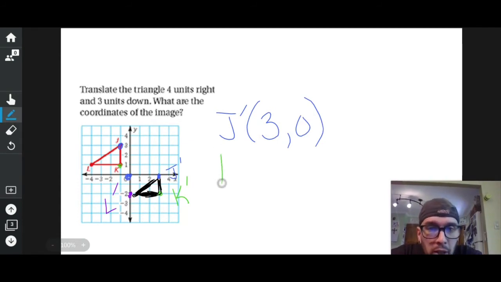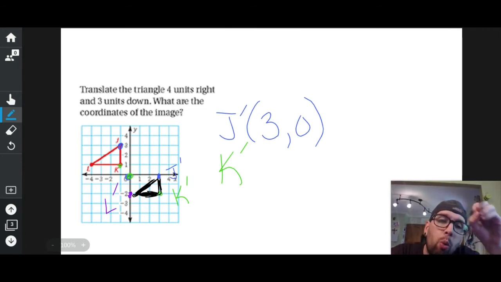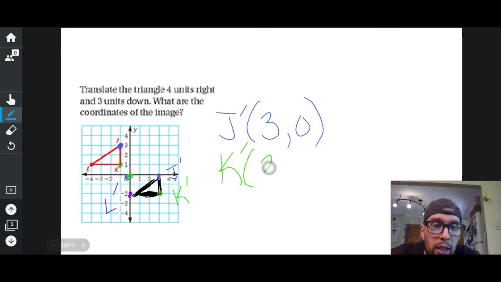Let's do the same thing with K prime. How do I get from my origin to K prime? I go right 1, 2, 3, so if I go right 3, that's 3. And then I go down 1, 2 spaces, and that's -2.